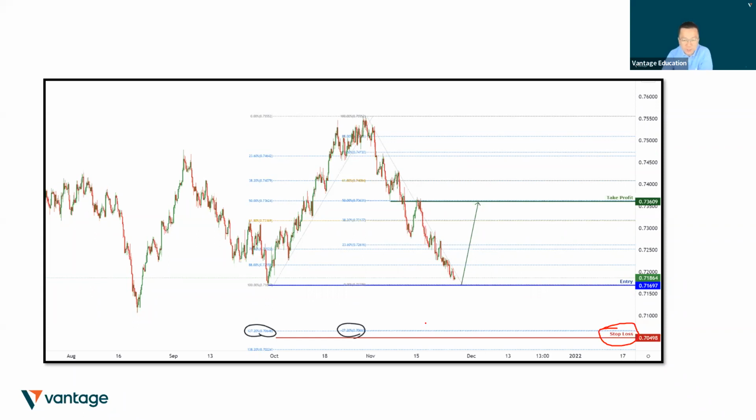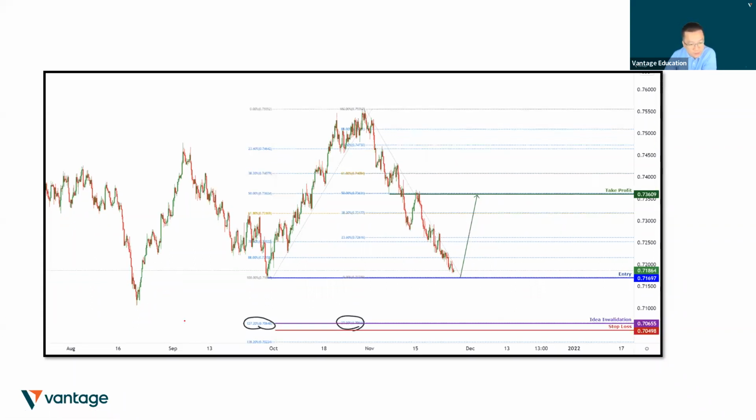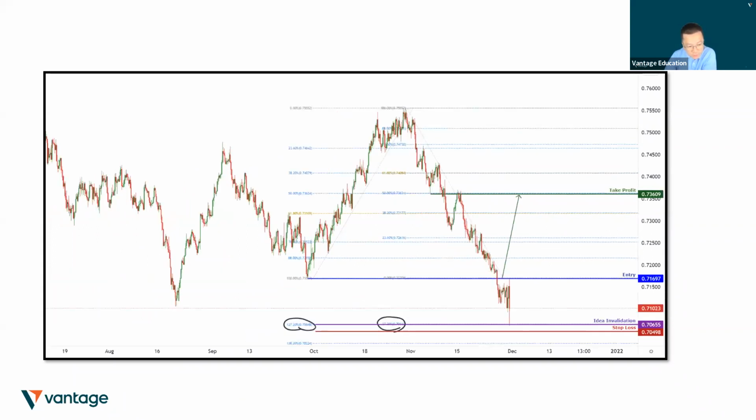That kind of scenario. Okay. Why it's not entirely a bad thing in terms of idea invalidation is because if I just move the chart on a little bit, you can see that's the idea invalidation. You will see that price has come down and tested this level already, right? So it's come very close to that point where it says that your analysis is wrong.